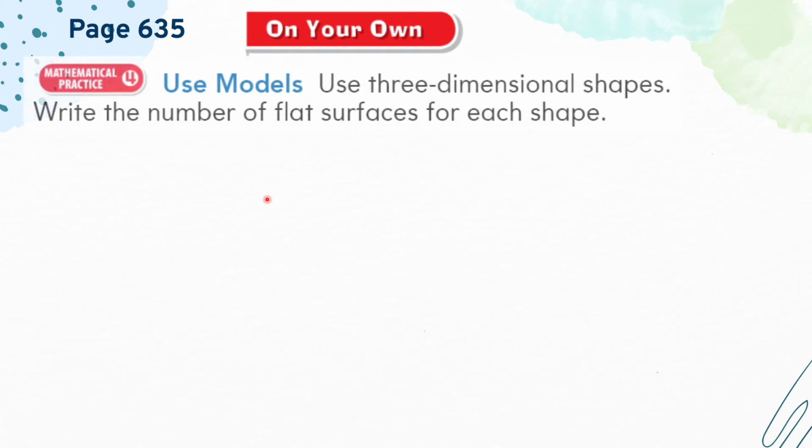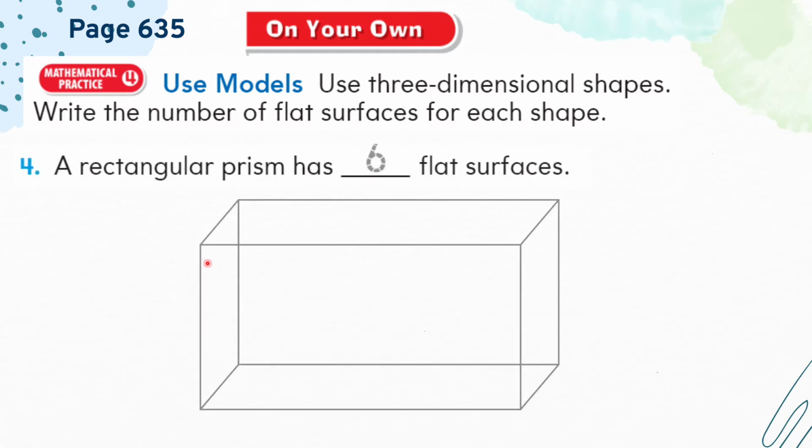On page 635, let's look at the on your own question. Use models, use three-dimensional shapes, write the number of flat surfaces for each shape. Now, a rectangular prism has dash flat surfaces. This is a rectangular prism here and we can count the number of flat surfaces that it has. This one is 1, the bottom one 2, this side 3, this side 4, and then this side is 5 and the one in the front is 6. So a rectangular prism has 6 flat surfaces.